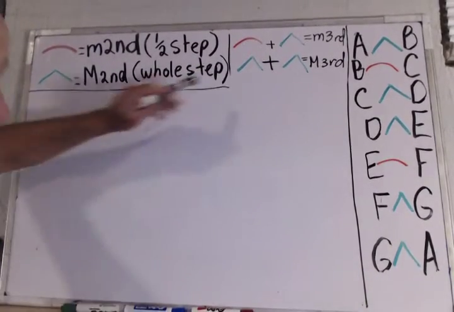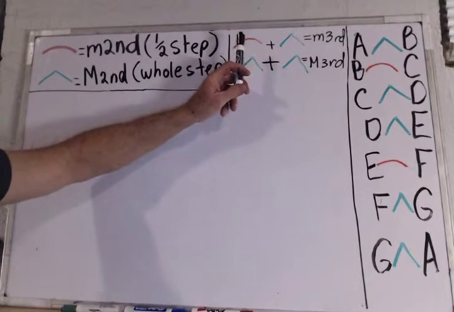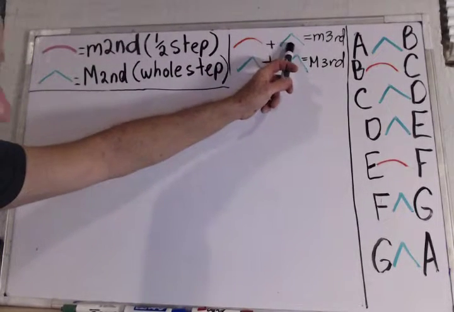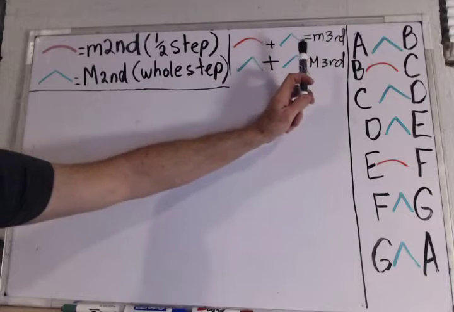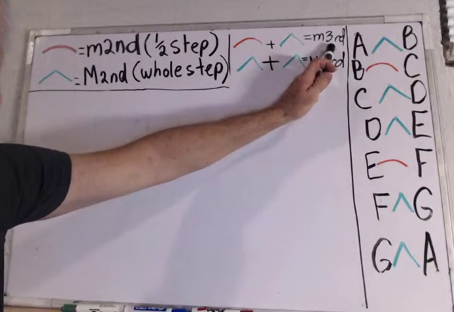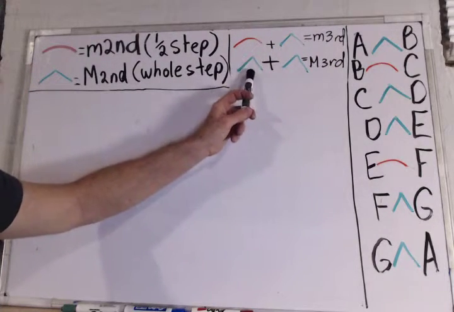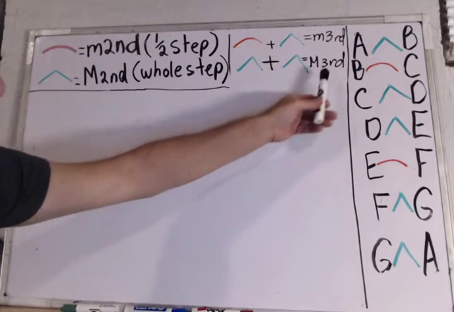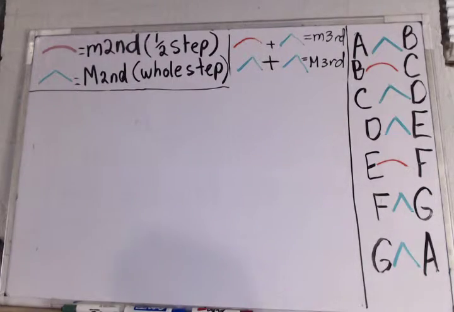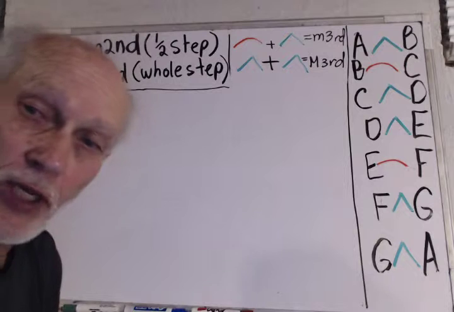Additionally, if you take a half step plus a whole step, that's 3 frets, you have a minor third. If you have 2 whole steps added together, that's a major third. Now, this matters when we start to build triads.